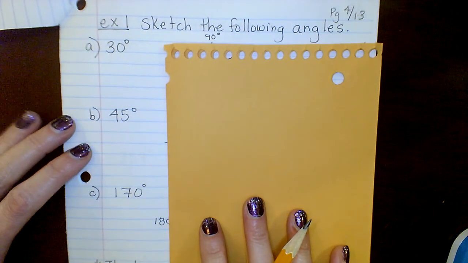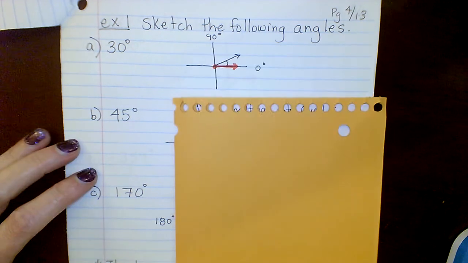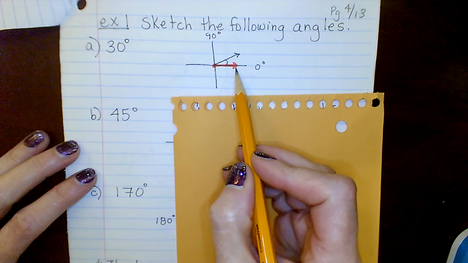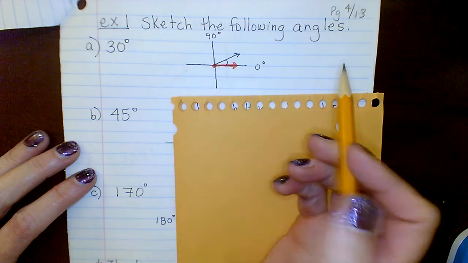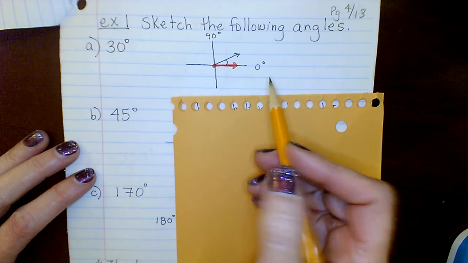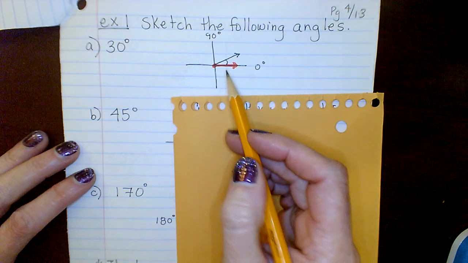So let's talk about sketching the following angles here. So a 30 degree angle, what does that look like? Well, a 30 degree angle is going to be in quadrant 1 because it's between 0 and 90, right? Notice my initial side here is along that positive x-axis. My vertex is right here on the origin. Now, I'm not going to get really technical about this and measure these out for you guys. We don't have to bust out a protractor or anything like that. But, you know, it's close.